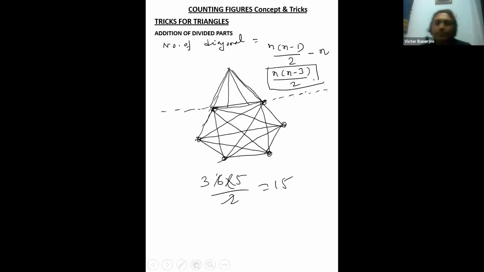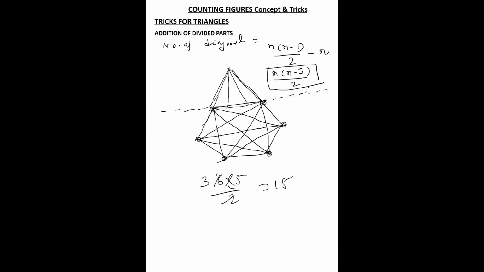Take a note. If you are talking about only the number of diagonals, this is n into n minus 3 by 2. It's simple. How to calculate? Total lines joining the vertices minus number of sides. So if I simplify this, it will become n into n minus 3 by 2. This is now clear, diagonal. Yes, sir. Okay.